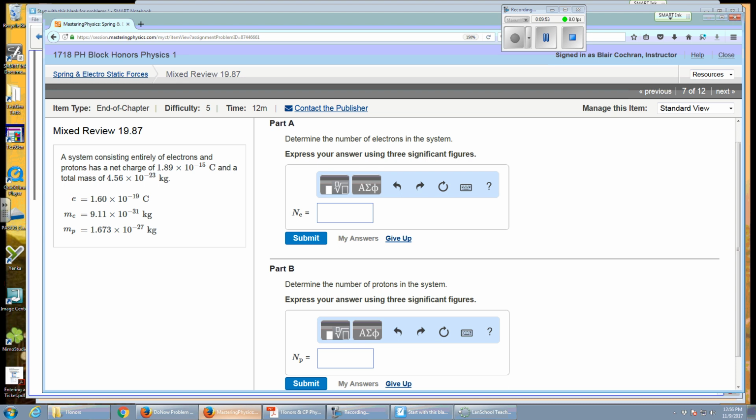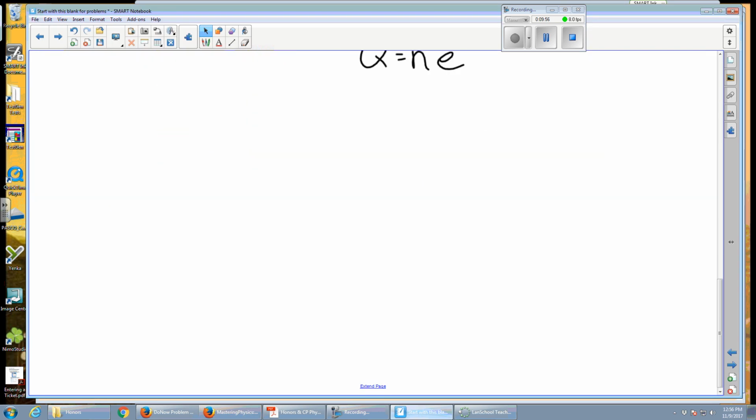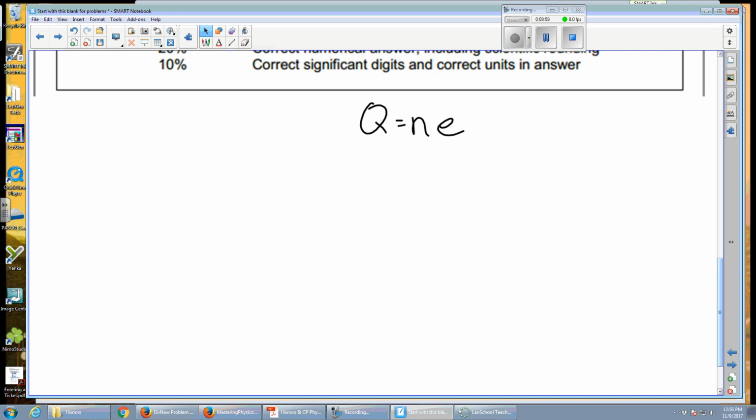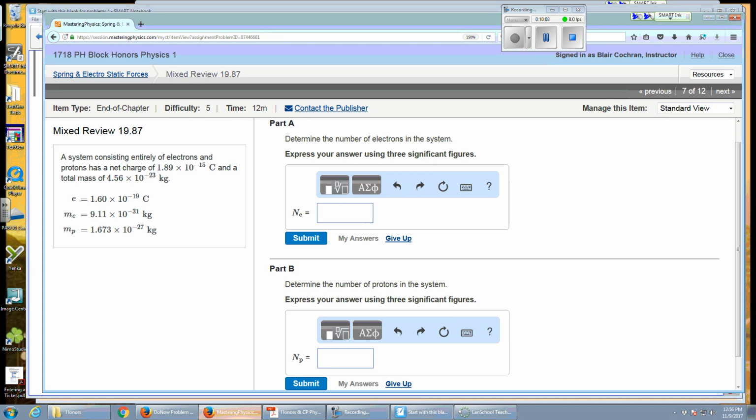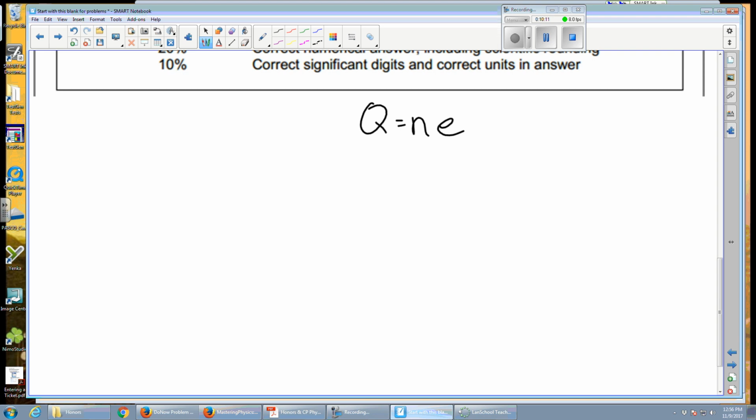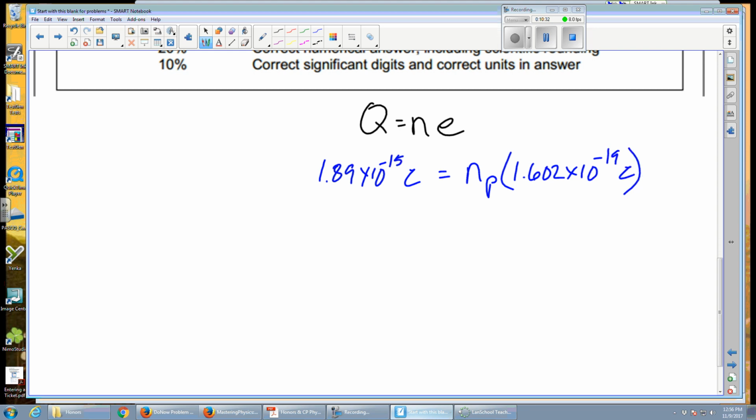So here we go. Let's figure out how many extra protons we have. So our Q for me is 1.89 times 10 to the minus 15th coulombs. So 1.89 times 10 to the minus 15th coulombs equals number of protons. Now this is just the extra protons times the charge on each proton, which is 1.602 times 10 to the minus 19th coulombs. And I get the number of protons from that.